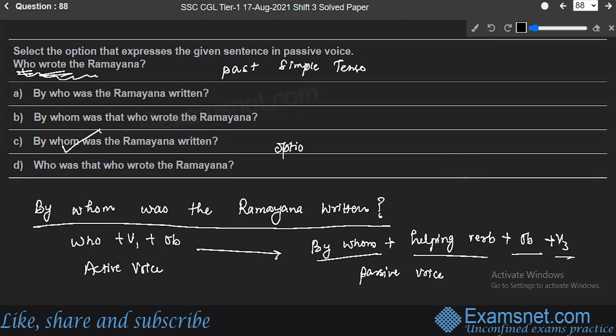Option C is the correct answer to our question. Hope you are clear with this. Right? Let's move to the next question then.